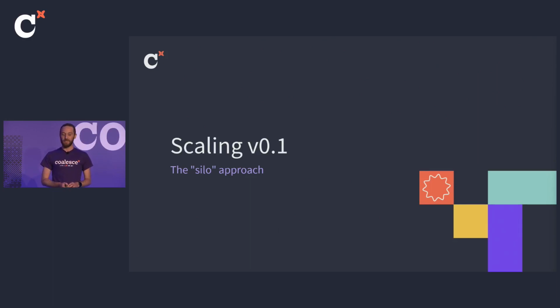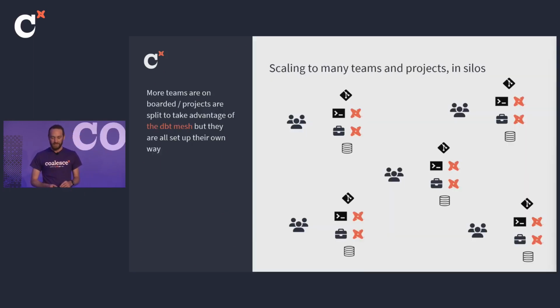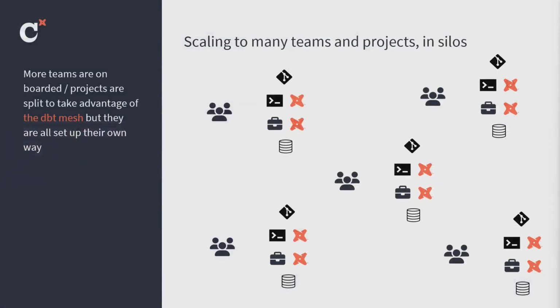The first approach to scaling, which I call like the 0.1, is like the silo approach. So let's say that now you want to break your historical monolith into different projects you want to leverage the dbt mesh. Or after a successful use case, you have more teams who want to start using dbt. Well, the basic silo approach is that each team is going to start again from setting up Git, setting up a way to run dbt, setting up a way to run your job, setting up the warehouse. And yeah, every team just starts from scratch, and everybody does the same thing.